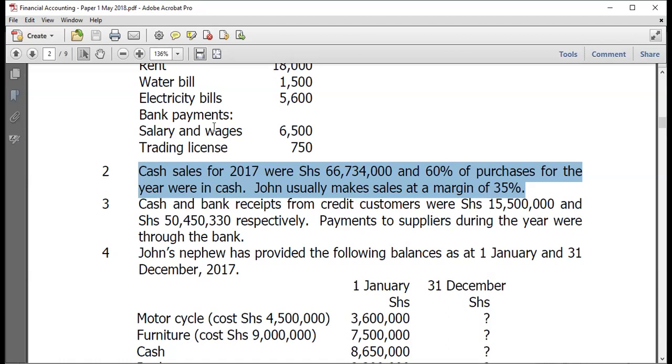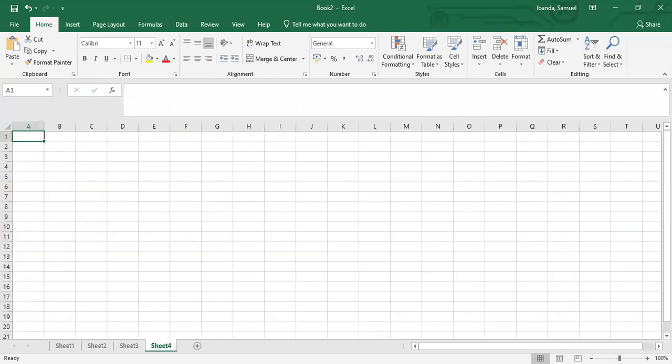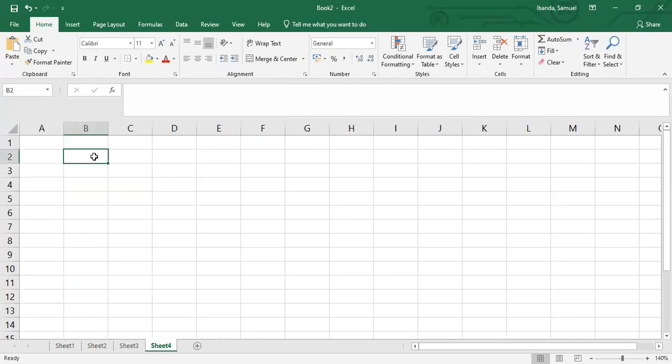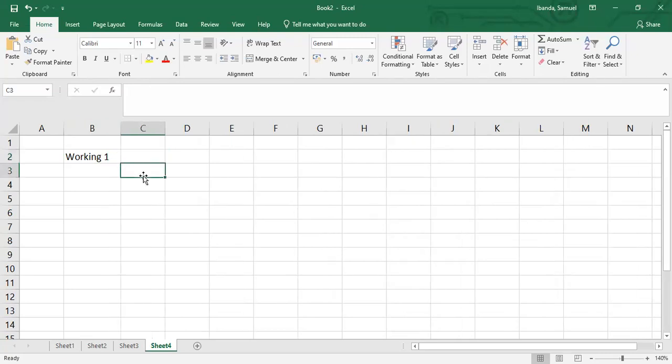So they have told us that cash sales for 2017 were 66,734,000, okay? So what I'll do, I'll start my working one. I'll just work it from here, on a separate page, since the examiner said, show all necessary working, okay? It's good for you to highlight them. So this working one is trying to get our cash purchases, okay? We've not been given these purchases, so we're actually determining all the purchases.